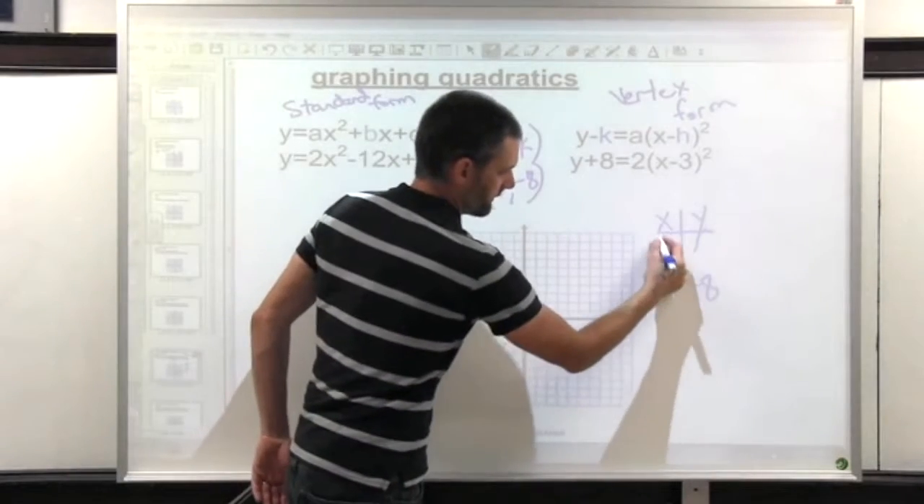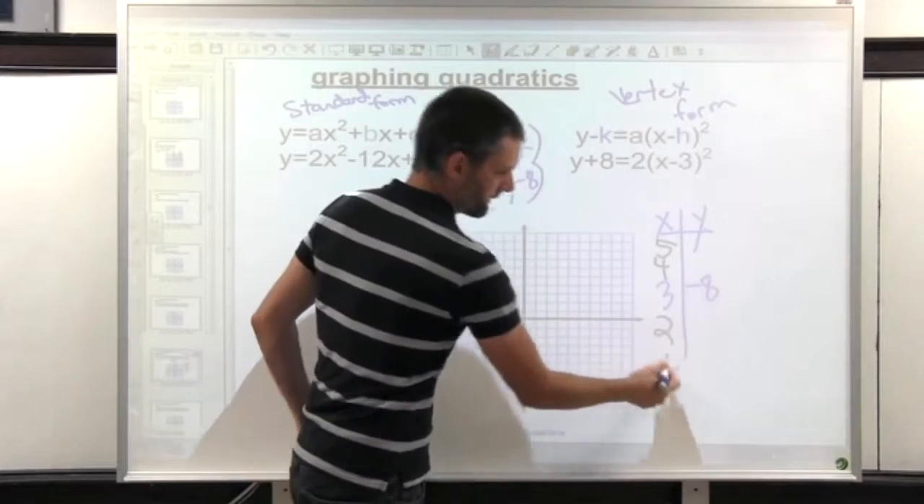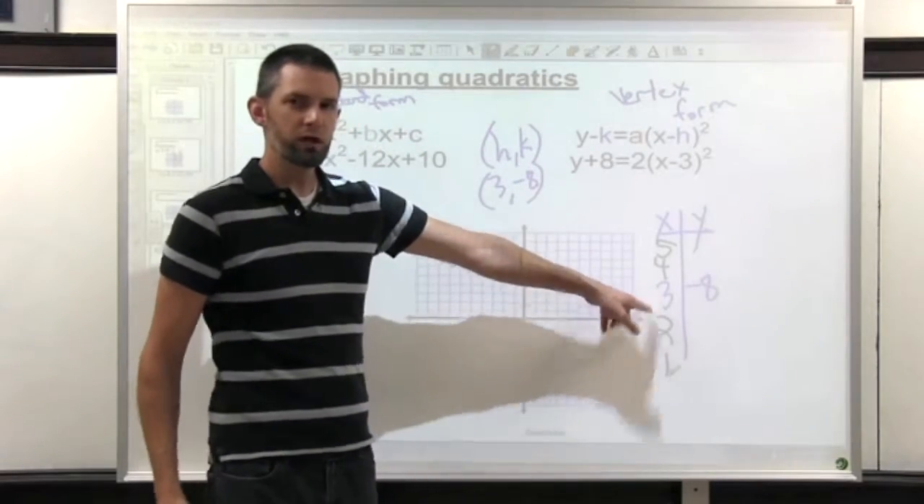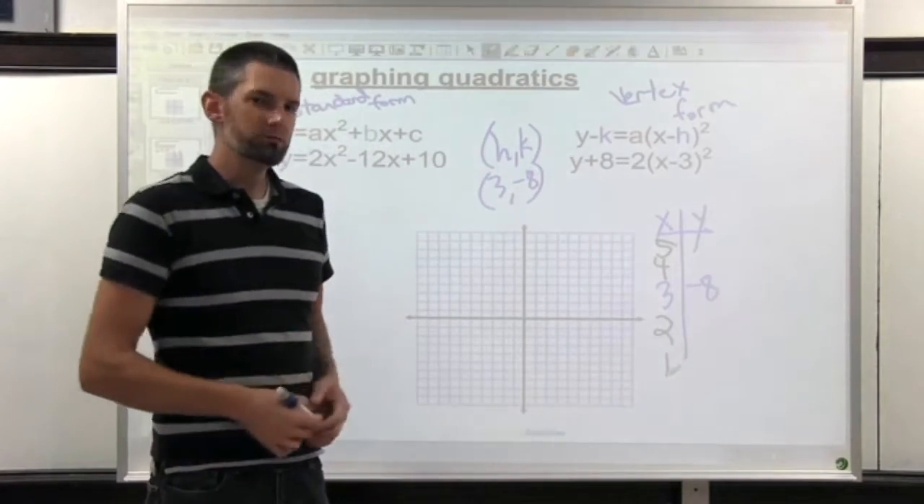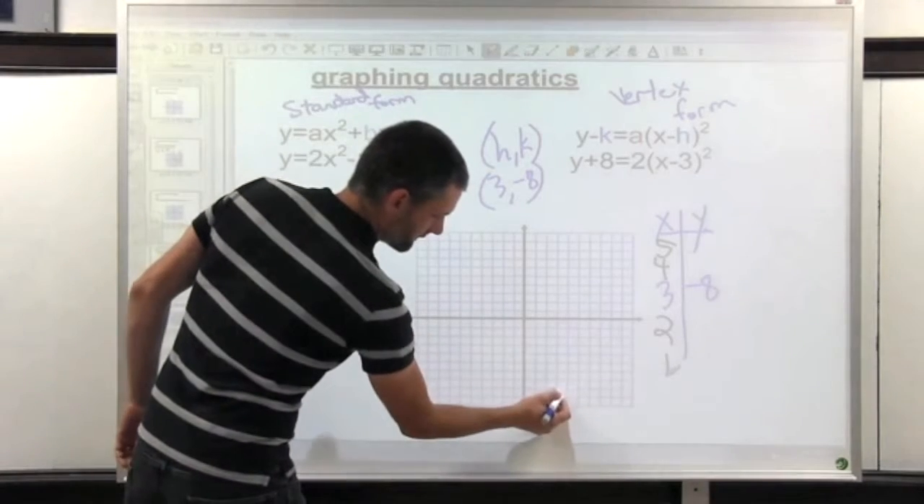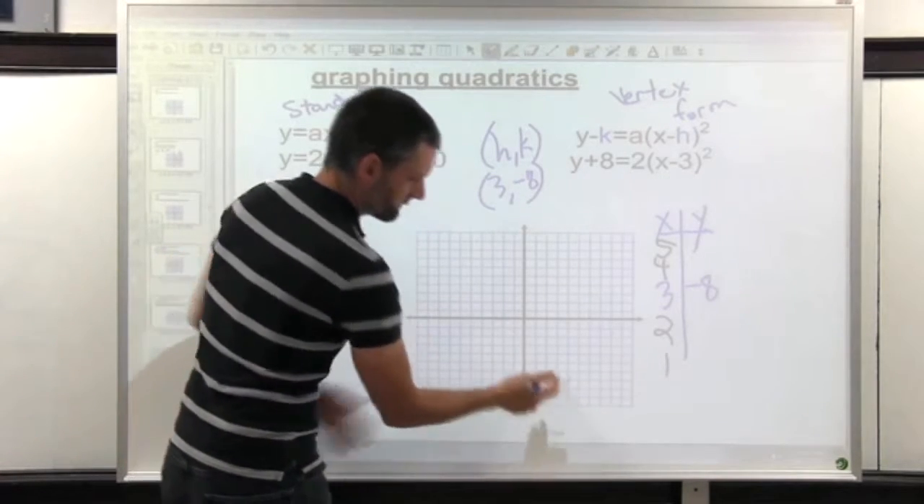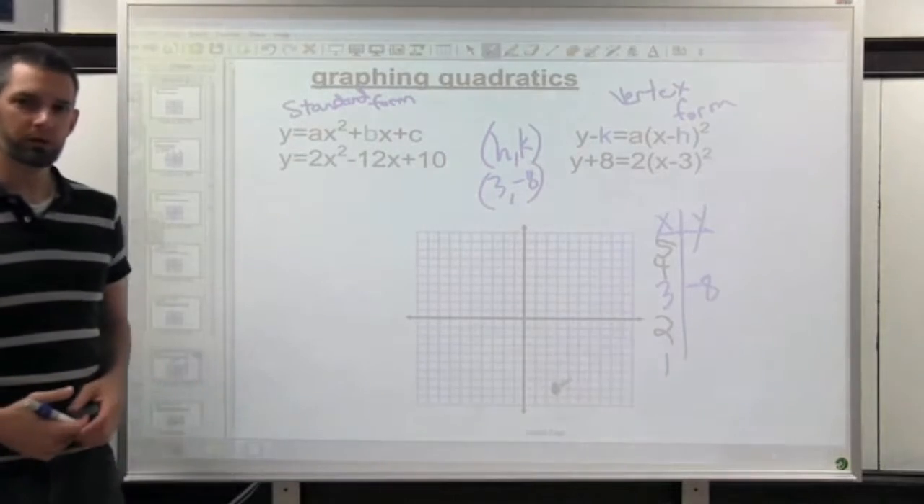Use 4 and 5, and use 2 and 1. Because we know that 3, -8 is the vertex. It's right in the middle. We can graph it, and that parabola, remember, is symmetrical. That's where the middle will be.